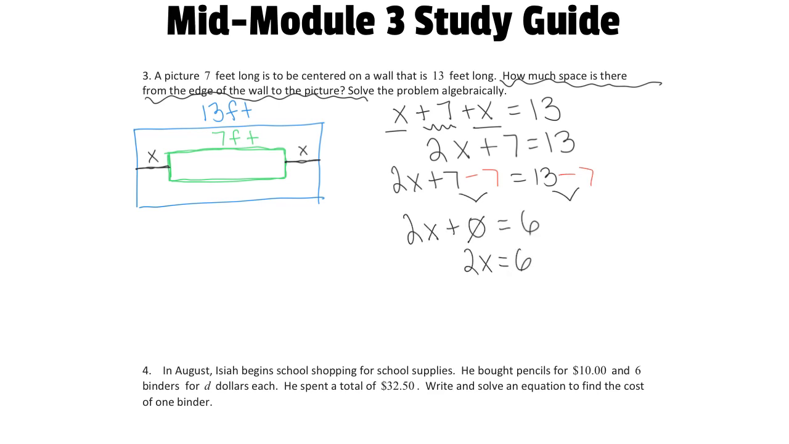Now, we're still trying to solve for x. Here, I have 2x. 2x means 2 times x, which is a multiplication problem. Because it's a multiplication problem, we're going to find our multiplicative inverse. What is the multiplicative inverse of 2? Well, that is 1/2.